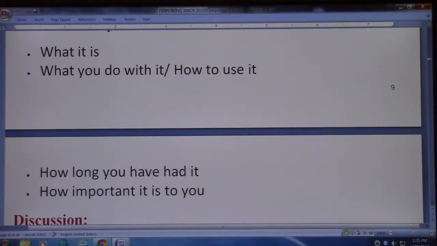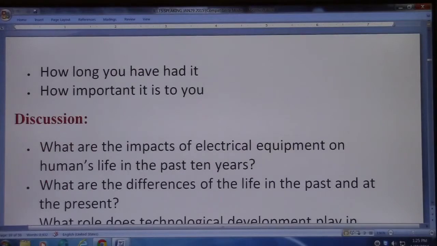How long have you had it? 3 years, 2 years, 1 year, whatever. How important it is to you, this is more analytical. We can say it's very important to me. Why? It just helps me, this and that. So I first want to go through the list, and then we'll go through them together. So some hints maybe about some of them.